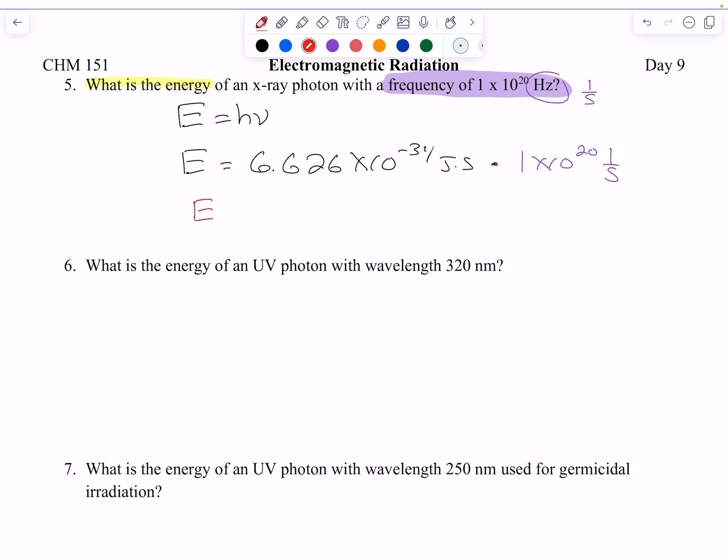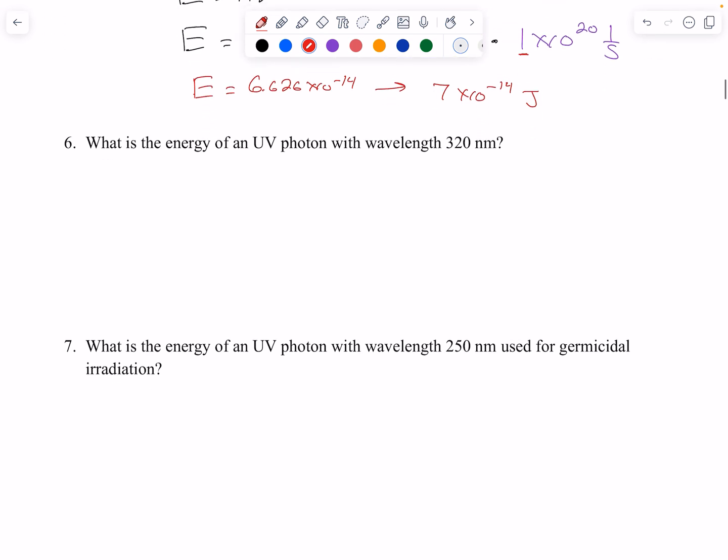So our energy would be 6.626 times 10 to the negative 14th, which really, because I have 1 sig fig here, is 7 times 10 to the negative 14th joules. Yeah, those sig figs, they're pesky. Important, right? Because they're about measurements. But they're pesky. Number 6 and 7. 2 more to do, and then we're done.